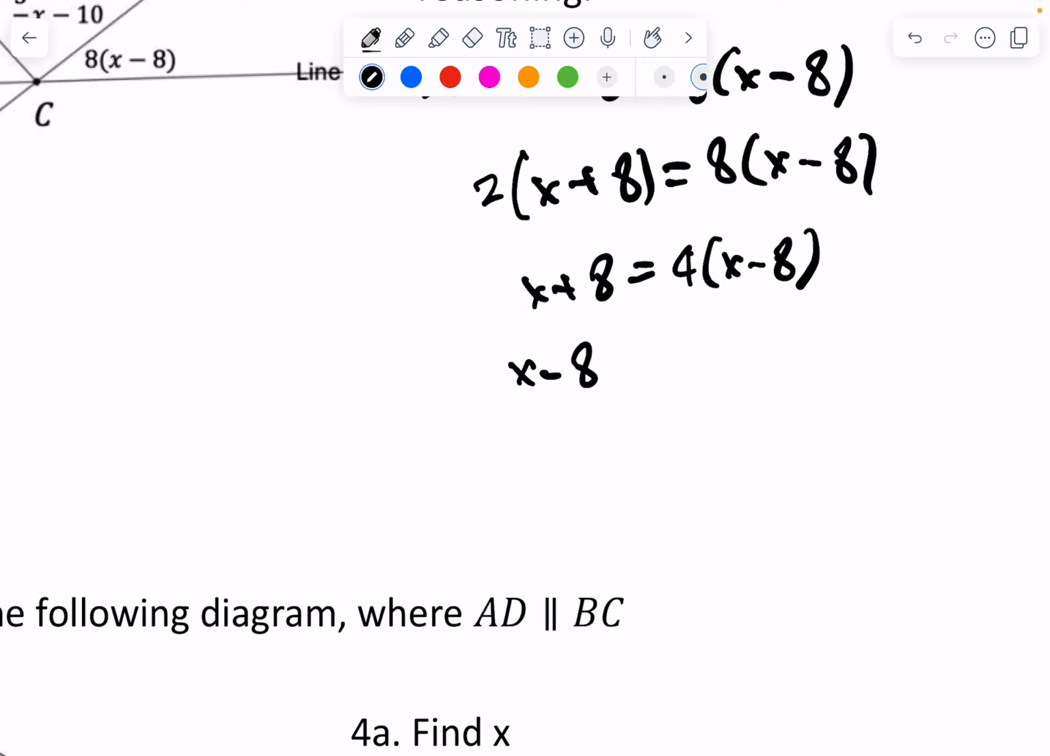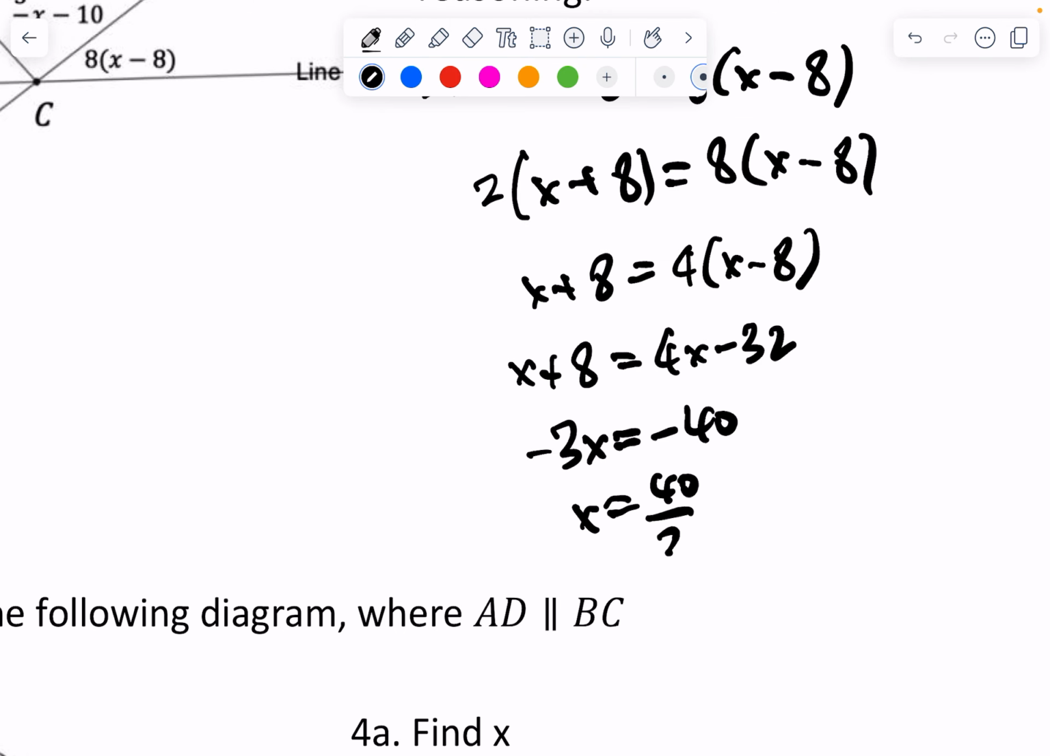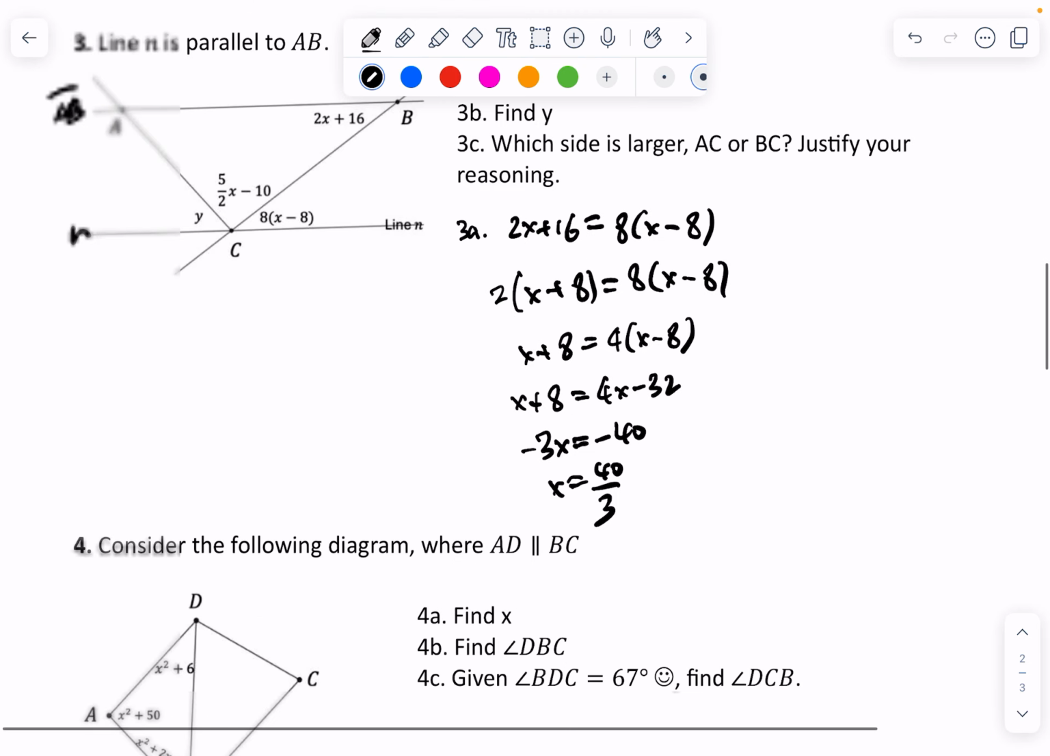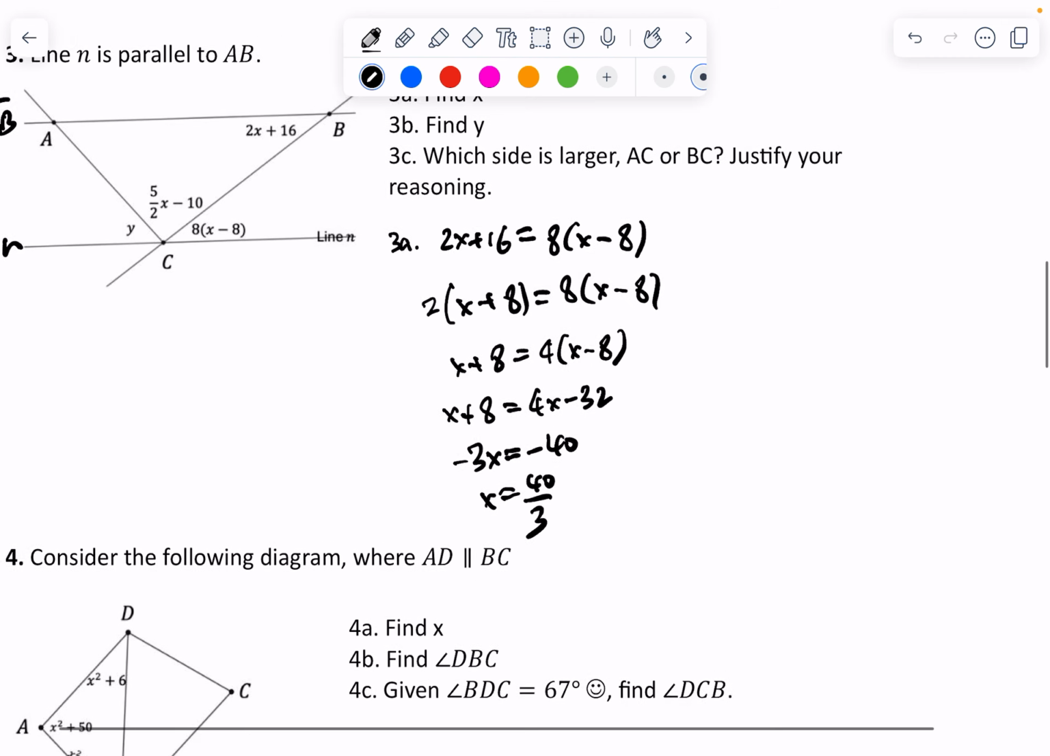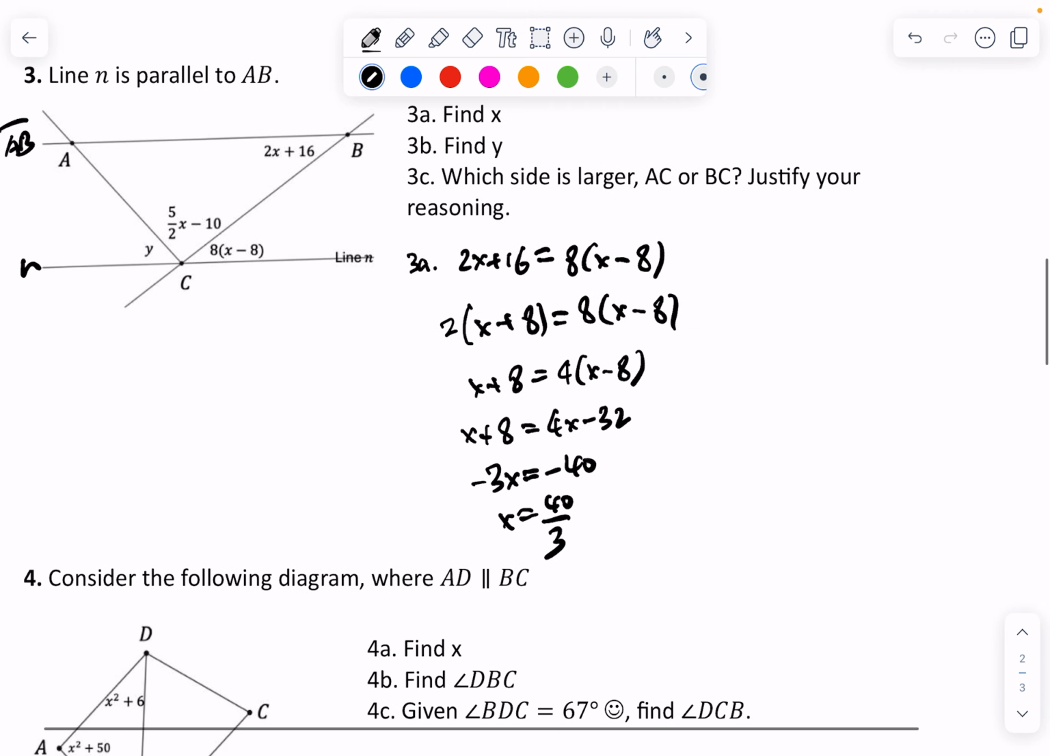And then you get this, sorry, minus 32, so negative 3x equals... 40x equals 40 over 3. Okay, I thought I chose an integer here, but turns out I did not choose an integer, so I am sorry about that. 3b, find y.